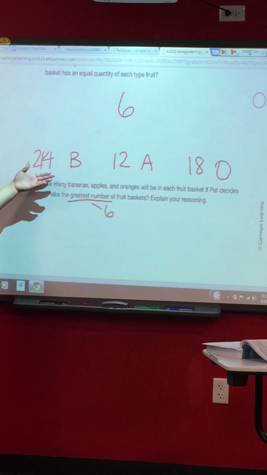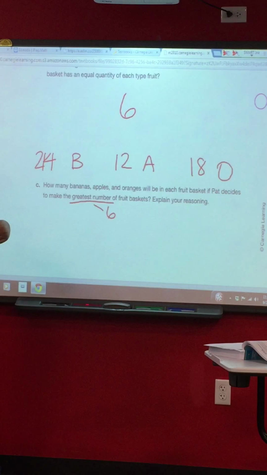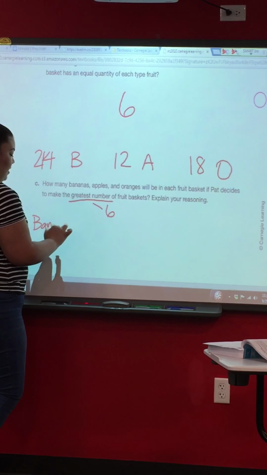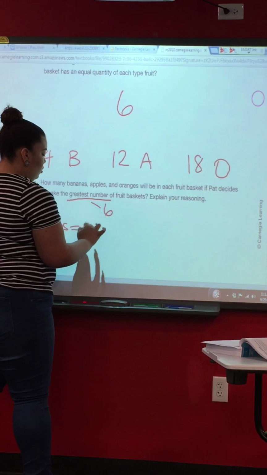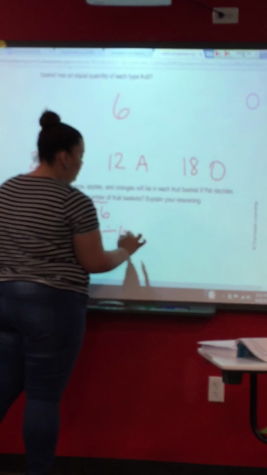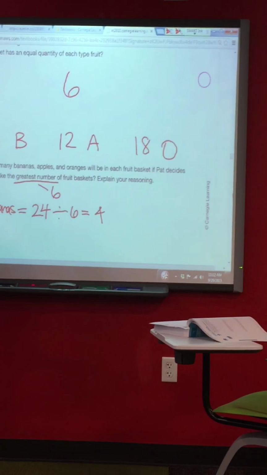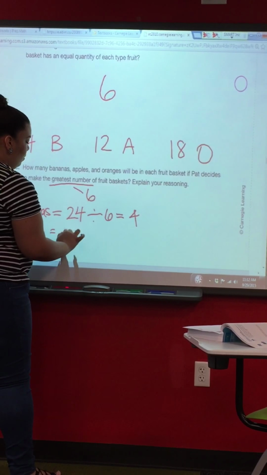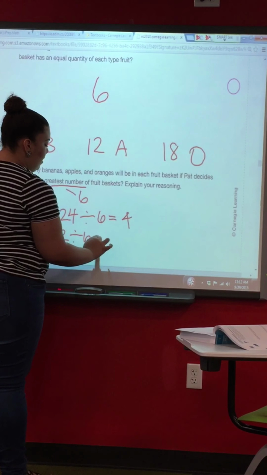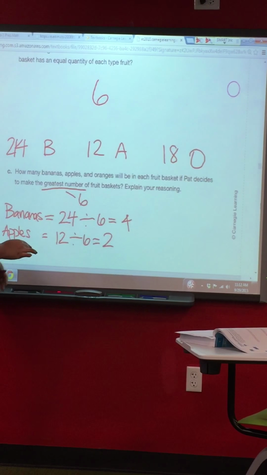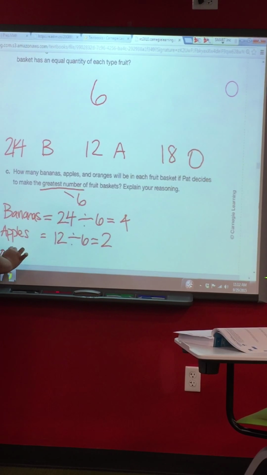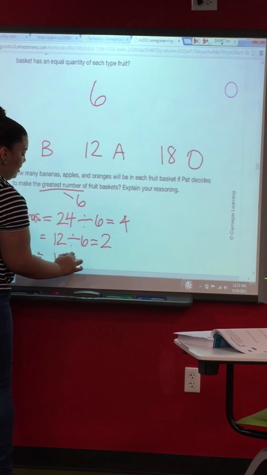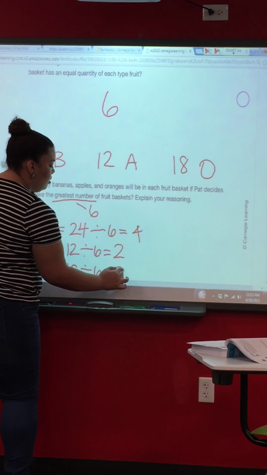So if we have 24 bananas, and we need to divide it out amongst 6 baskets, what would we do then? We would divide it out. So 24 divided by 6 gives us 4. Each basket would have 4 bananas. Apples, same process. We have 12 apples divided by 6, and that gives us 2 apples in each basket. And lastly, oranges. We have 18 oranges divided by 6 equals 3, okay?